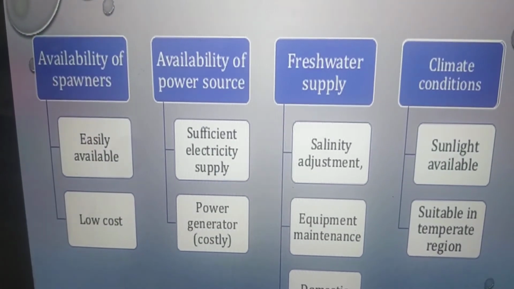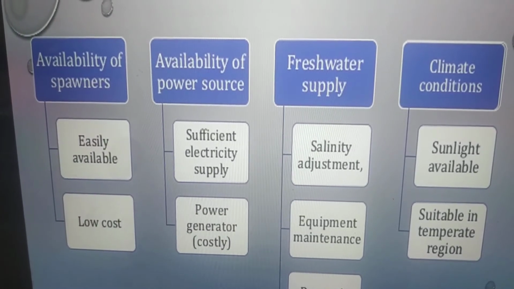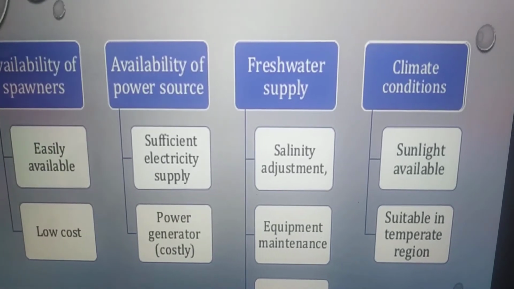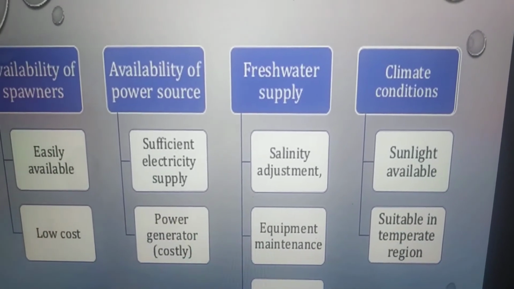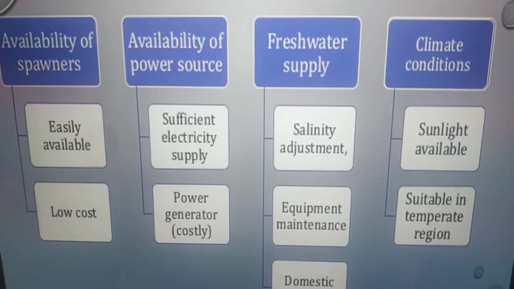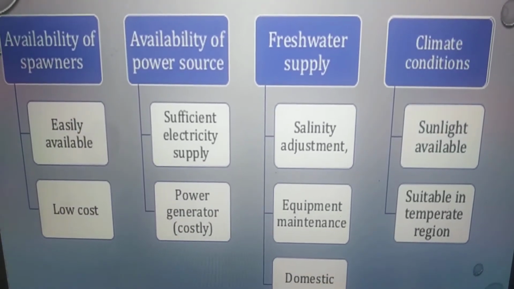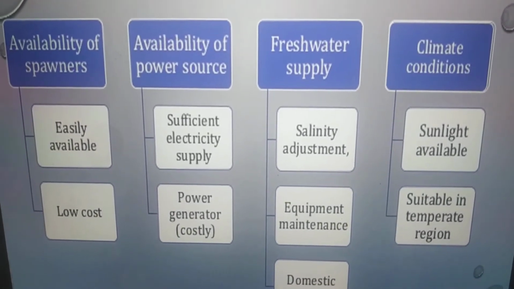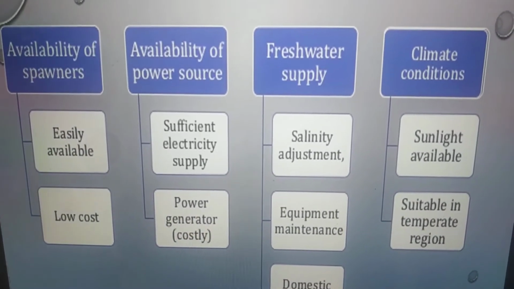Availability of spawners is very important, availability of a power source is very important, freshwater availability is important, and climatic conditions are very important. You have to consider all those things. Availability of spawners: they should be easily available and low cost. Availability of power source.